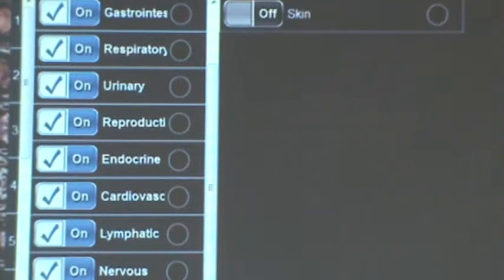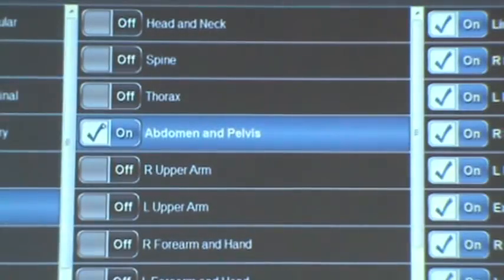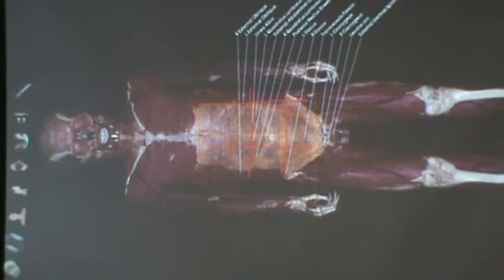So what I'm going to do now is remove the skin. I'm going to take that off so that we have muscles left. So now we can see the muscular system there. And if we turn on the annotations for the abdomen and pelvis, now we can see what muscles are in that region. In the middle, you have your rectus abdominis, and my lines are a little bit off because it's kind of hard to tell with the skin to get it perfect.